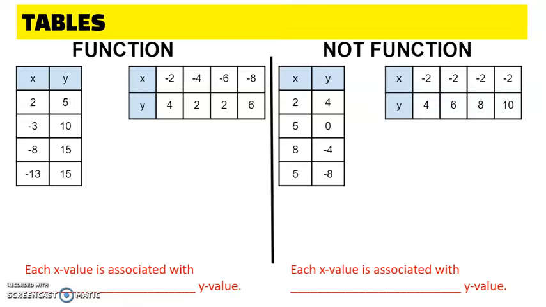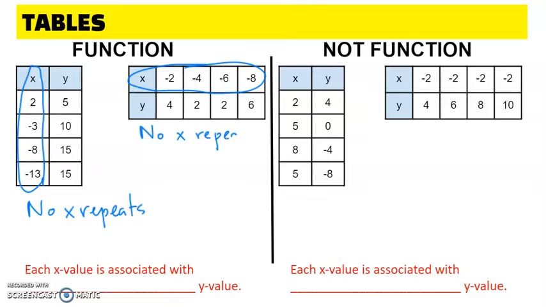Let's look at tables. Same exact thing, guys. I look at my x values to determine if it's a function. X cannot repeat: 2, negative 3, negative 8, negative 13. No x repeats. When I look at my horizontal table, I look at those x values: negative 2, negative 4, negative 6, negative 8. No x repeats. Every x has its own y. Every x only has one y. Only one y. That's the big key here.